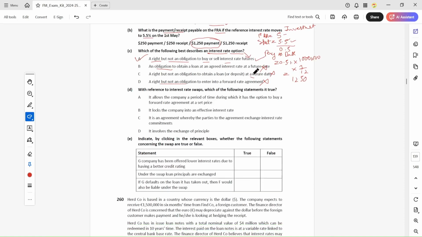With reference to an interest rate swap, which of the following statements is true? It allows the company a period of time during which it has the option to buy the forward rate agreement. This is not right, a swap is not an option. It locks the company into an effective interest rate? No, it does not lock any interest rate. It is an arrangement where parties exchange interest rate payments. Yes. It involves the exchange of principal? No, only interest will be exchanged. So this is right.